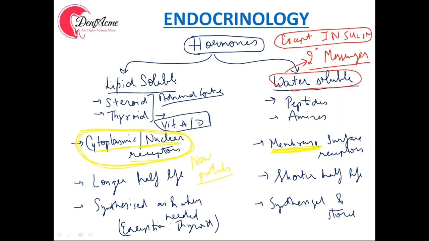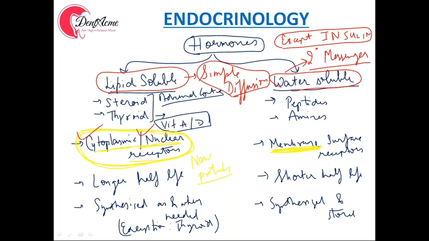Another thing I told you in our first class: how would lipid soluble hormones enter the cell, because we just talked about how they have cytoplasmic or nuclear receptors? Because they are lipid soluble, they enter the cell by the process of simple diffusion. That is a pretty straightforward question which is sometimes asked, so you should know that.